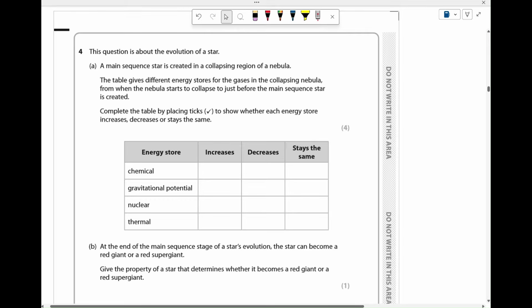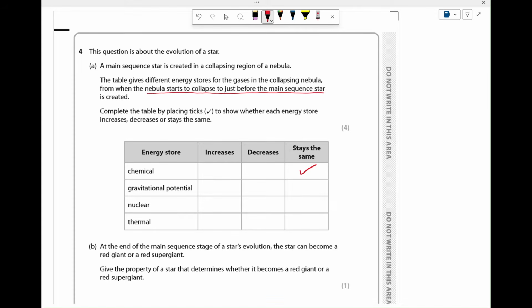Okay, evolution of a star, main sequence star, is created in a collapsing region of nebula, different energy stores that's happening. So the key thing is that we're talking about a nebula starting to collapse just before the main sequence star. Quite a hard question, this one, actually, I think. They have to just expect you to know what the definitions are, whereas here they actually expect you to understand what's going on. Right, it's the chemical store of energy. We've not got really any chemical reactions happening here, so that's not something particularly relevant.